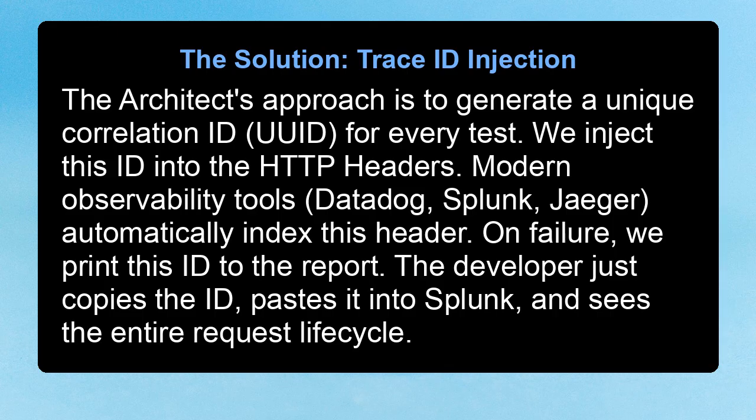The solution, trace ID injection. The architect's approach is to generate a unique correlation ID, a UUID, for every test. We inject this ID into the HTTP headers. Modern observability tools, Datadog, Splunk, Jaeger, automatically index this header. On failure, we print this ID to the report. The developer just copies the ID, pastes it into Splunk, and sees the entire request lifecycle.